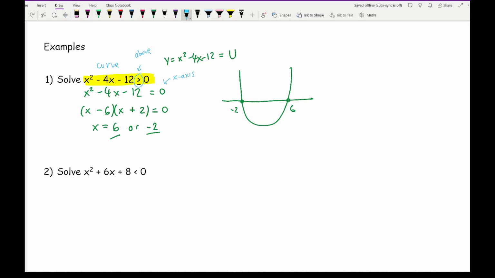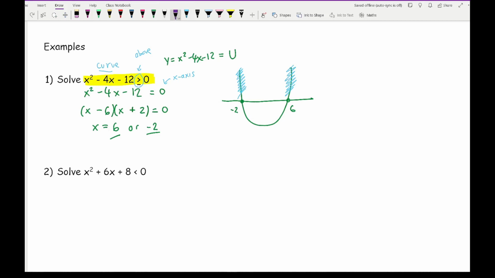So once you've got it in this format, the equation represents the curve, less than means below, greater than means above, and the 0 represents the x-axis. So here I want the region where the curve is above the x-axis, and where that's above is this bit here and this bit here.